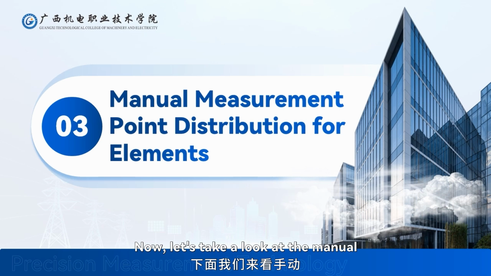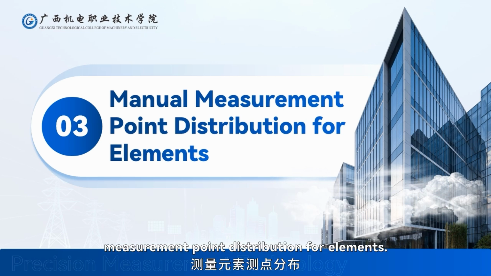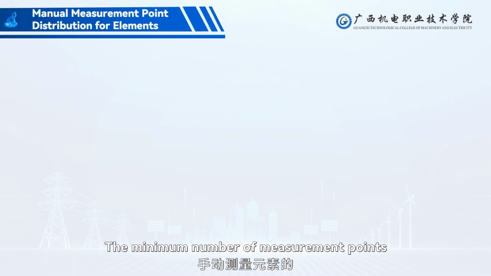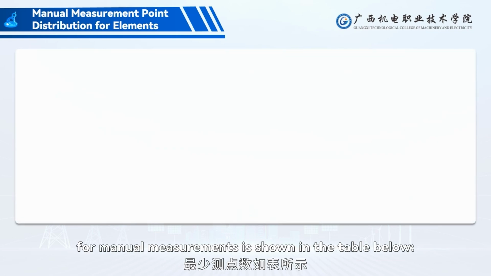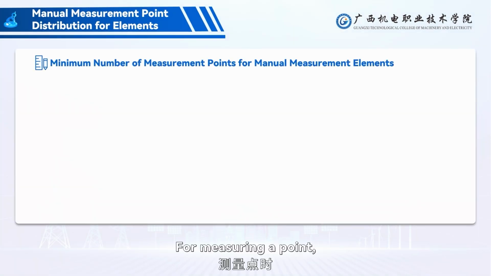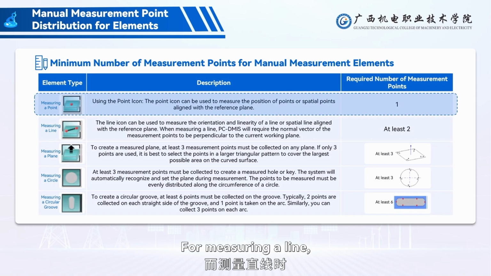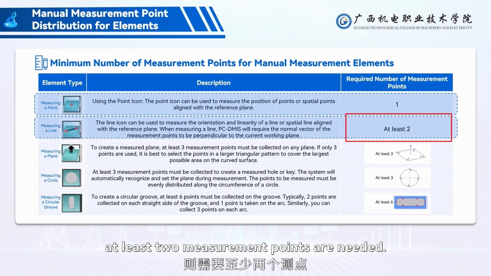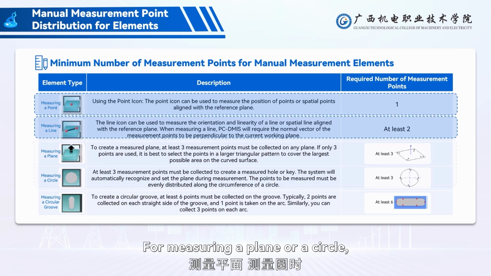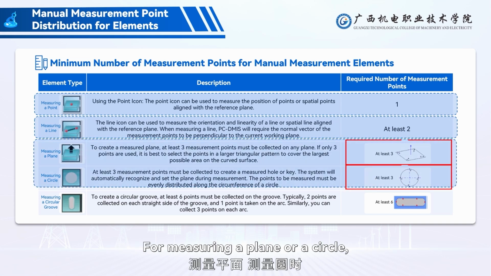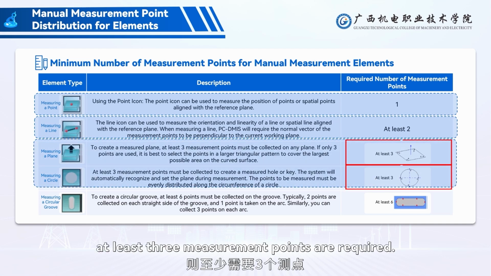Now, let's take a look at the manual measurement point distribution for elements. The minimum number of measurement points for manual measurements is shown in the table below. For measuring a point, only 1 measurement point is required. For measuring a line, at least 2 measurement points are needed. For measuring a plane or a circle, at least 3 measurement points are required.